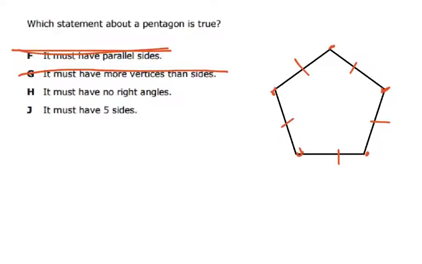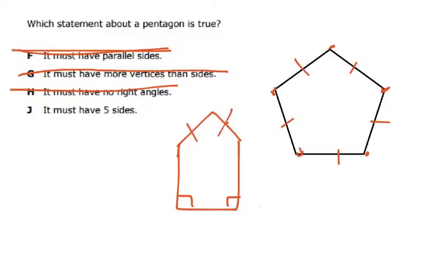It must have no right angles. All right, I'm going to draw that house example of a pentagon again. Because remember, by definition, a pentagon just has 5 sides. Well, look, if I draw something that looks like the house, I have 2 right angles right at the bottom. Okay? So, therefore, that is not right. Because this is a 5-sided shape. Okay, 1, 2, 3, 4, 5. And then the last one says it must have 5 sides. Yes, that is our answer. Because that's what a pentagon does, it has 5 sides. That's what makes it a pentagon, a 5-sided shape.